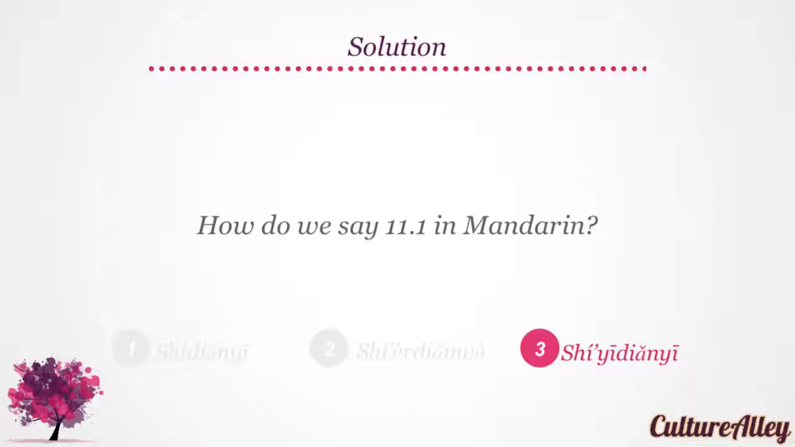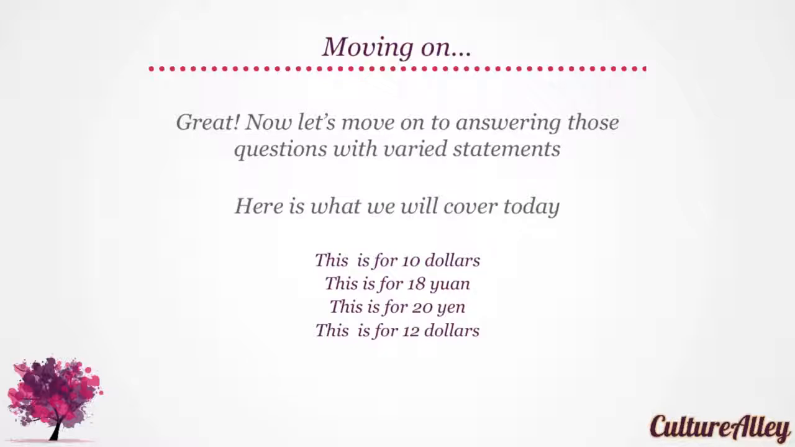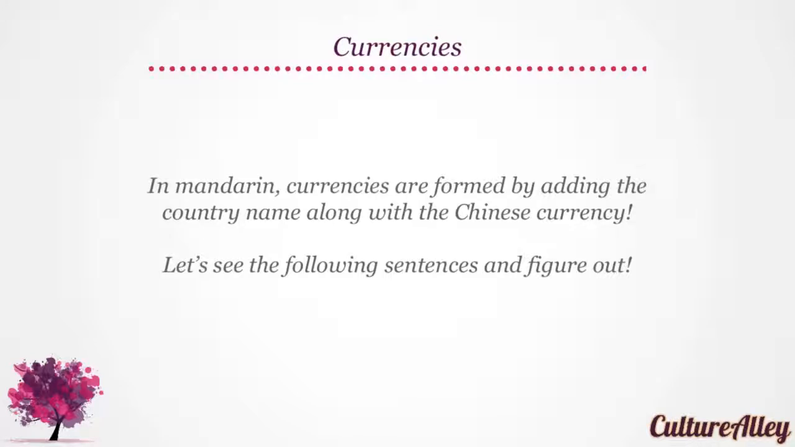Well done! Now let's move on to answering the question we covered in the beginning with varied statements. Here is a list of sentences we will cover today. This is for $10. This is for 18 yuan. This is for 20 yen. And this is for $12. Let's start by learning more currencies. In Mandarin, currencies are formed by adding the country name along with the Chinese currency, that is, yuan, at the end.